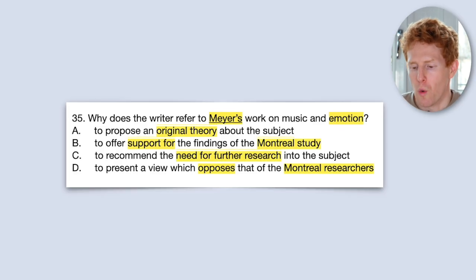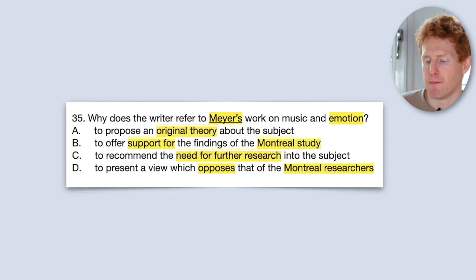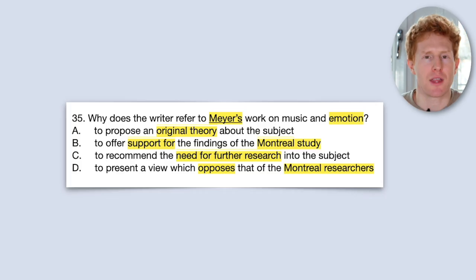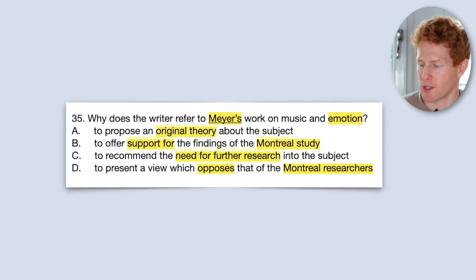Okay. Why does the writer refer to Mayer's work on music and emotion? So I've highlighted Mayer because I think that's where I'm going to find the answer. To propose an original theory about the subject, so original theory is highlighted. To offer support for the findings of the Montreal study, so I've highlighted support for and Montreal study. To recommend the need for further research into the subject. Or D, to present a view which opposes, so is against, the Montreal researchers.